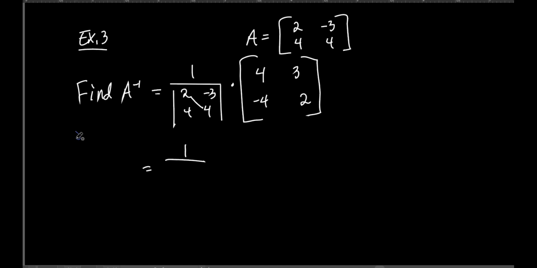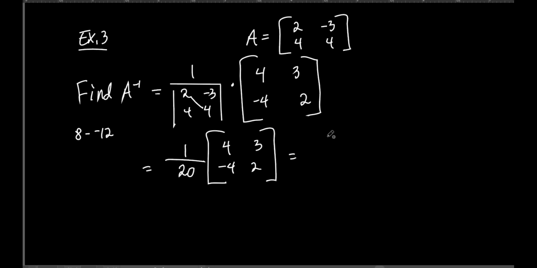8. Let's do it off to the side. This is going to be 8 minus what? 8 minus negative 12, which would be what? 20, positive 20. Okay? And now we take that 1 over 20 and we multiply it by everything in this matrix. Once we do that, then we have an inverse matrix.